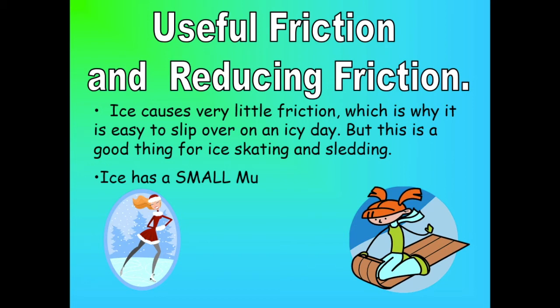In physics, ice is going to have a very, very small mu value. And like we said before, a small mu or coefficient of friction is going to result in a tiny force friction. A smaller force of friction just means that it's going to have a harder time slowing you down. A bigger force of friction means that it's going to slow you down very easily.